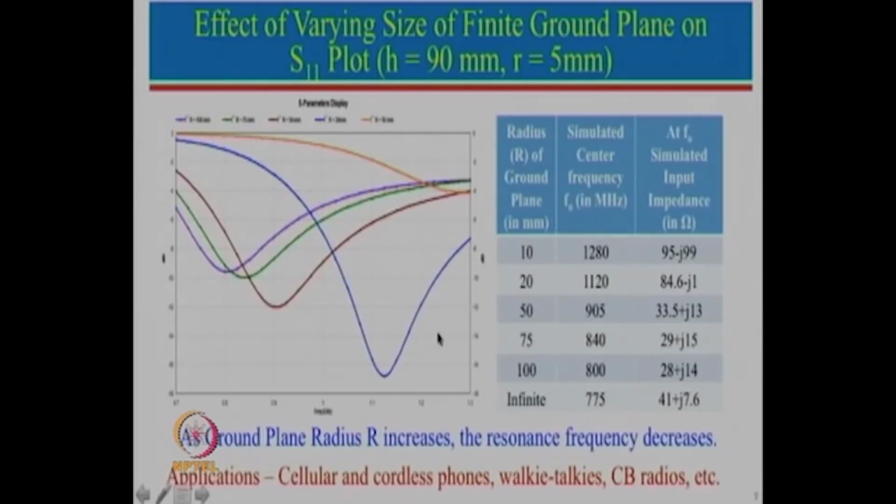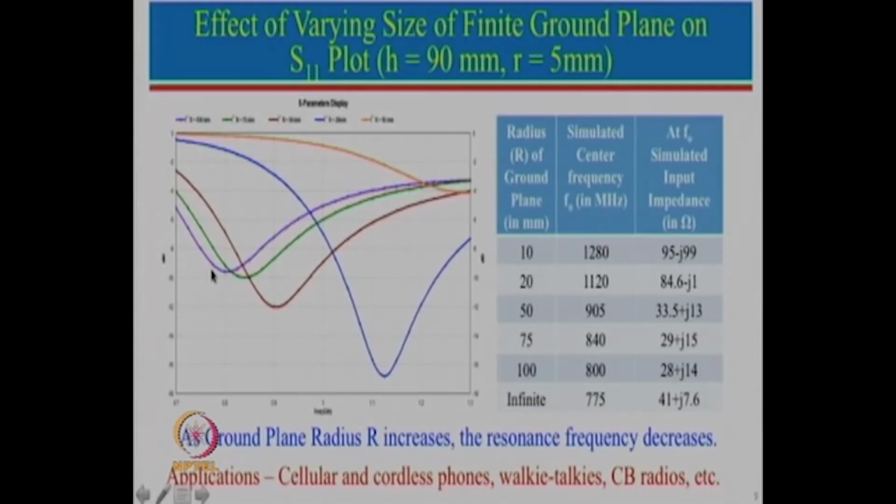So the resonance frequency changes drastically. Just to show you here, this is the radius of the ground plane, which we have taken from a very small value, 10, 20, all the way to infinity, and these are the simulated frequencies. For an infinite ground plane, this was the frequency which was simulated, and then if we reduce the ground plane size from infinite to 100 mm radius, this is 800, and you can see that if it is made so small, the frequency has increased substantially. So you can actually see the plot here.